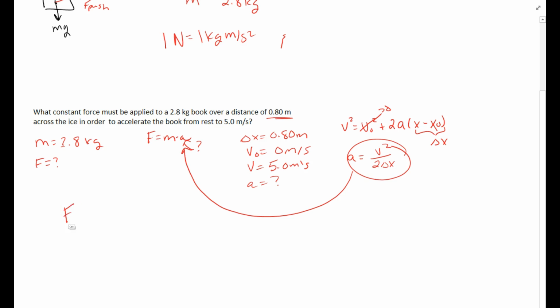So my force is equal to my mass of 2.8 kilograms times my acceleration, which is v squared, 5.0 meters per second, and that term is squared, divided by 2 times delta x, which is 0.8 meters. Okay, so remember, I plugged this into the force is equal to mass times acceleration equation, and I get 2.8 times.